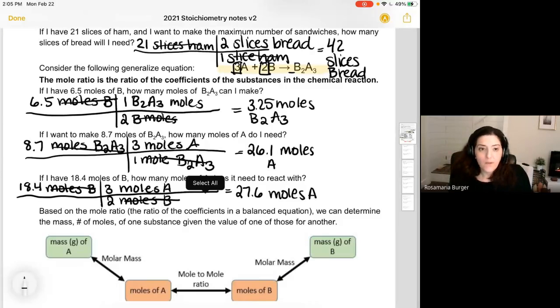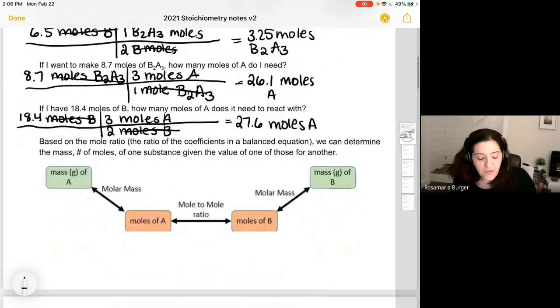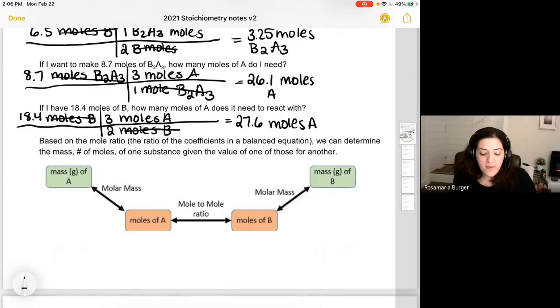Okay, so now we've been dealing with these theoretical examples, and now I want to start dealing with chemical equations. If you know one thing about one of your substances that's involved, you can find out the number of moles of that thing, and using your mole ratio, you can determine the moles of something else and the mass of something else if they're asked for that as well.